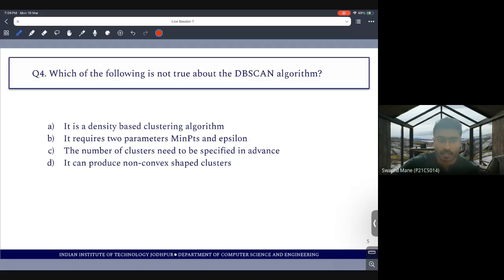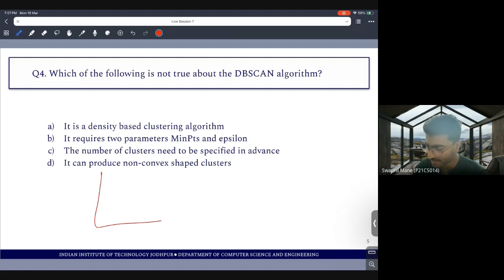Okay, so let's understand how DBSCAN works. As you can read in the options, the first option states that it is a density-based algorithm which requires two parameters, min points and epsilon, minimum points and the epsilon. The number of clusters needs to be specified in advance, and it can produce non-convex shaped clusters. The options mention what exactly DBSCAN is.